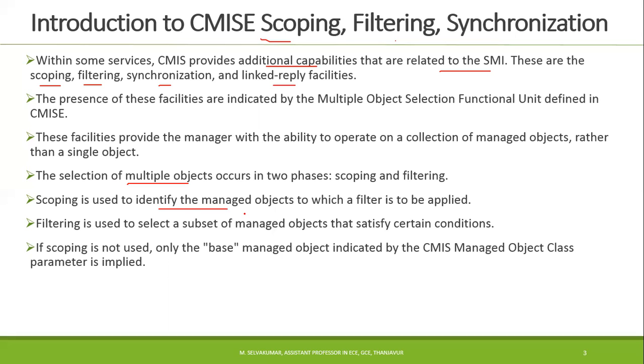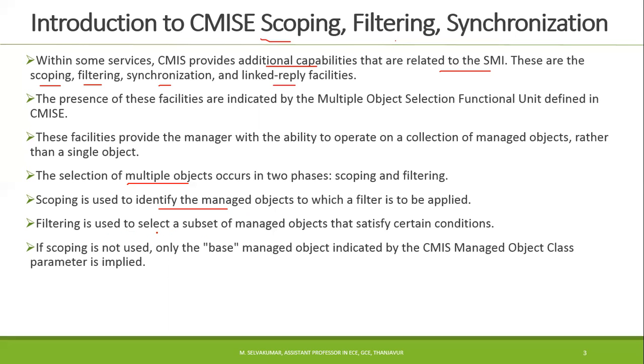For example, I want to get information from the managed objects among the remote sources. The remote sources are the controller card, interface card, protection card, and some others, all inserted in a system in the remote objects. So scoping is used to identify that object, whether it is a controller card, an interface card, or some other card. Then a filter is applied to get the information.